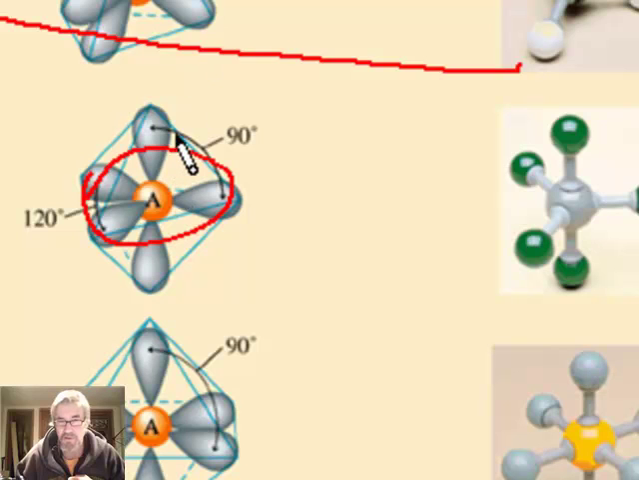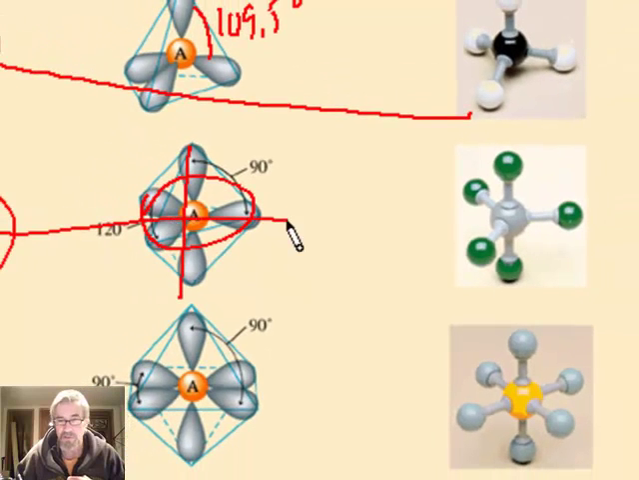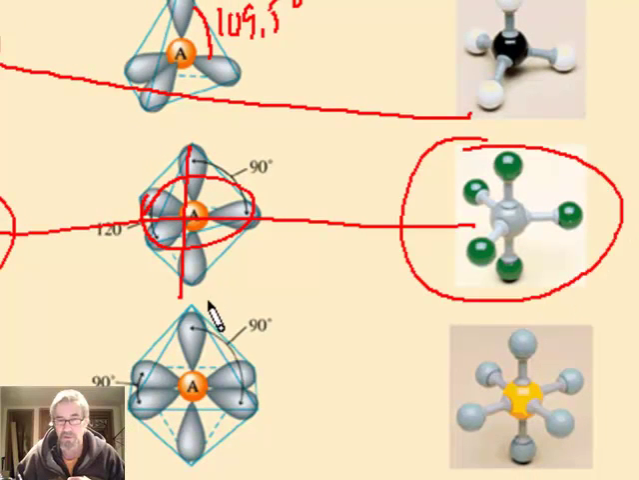But then 90 degrees up from that and 90 degrees down from that, we have axial bonds. This is very much like the axis and equator on a globe. So 90 degrees from the equatorial plane, we have 2 bonds, and then 3 bonds 120 degrees from each other in the plane of the equator. If they're all bonds, then we have a trigonal bipyramidal molecule.